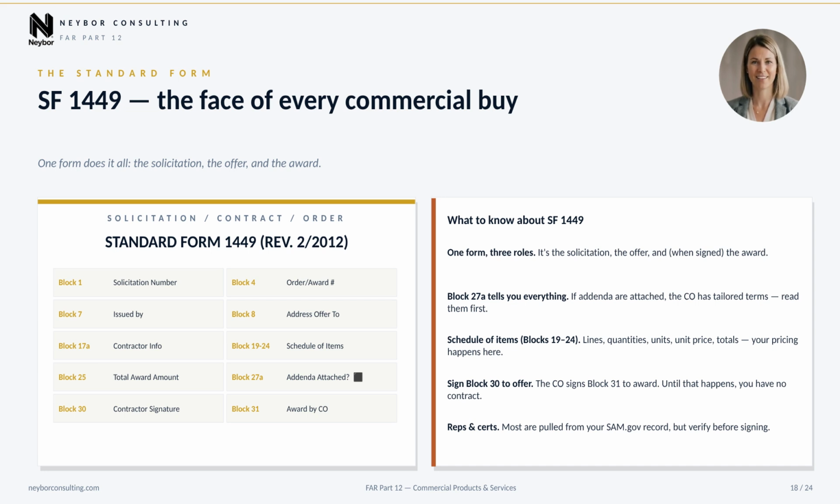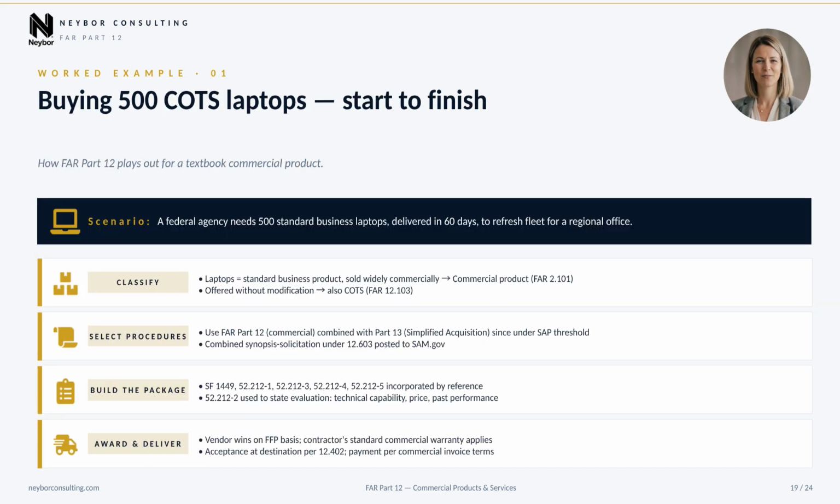Block 27A, and this one is critical, tells you whether addenda are attached. If that block is checked, the contracting officer has tailored terms in addition to the standard 52.212 clauses, and you must read those addenda first. You sign Block 30 to make an offer. The contracting officer signs Block 31 to award. Until that happens, you have no contract. Only a quote, outstanding. The form is short, but every block matters. Get comfortable with it. Let's walk a real example.